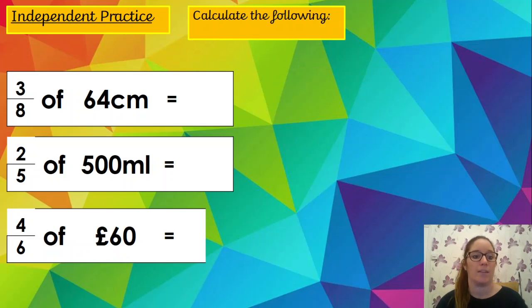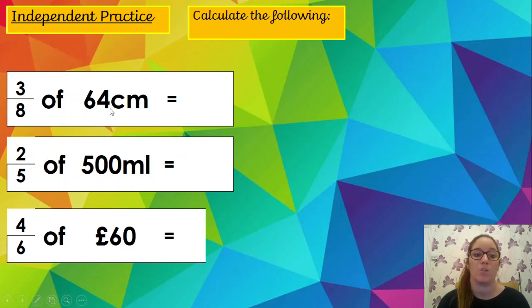Have a go at calculating these. Pause the video or go back if you need to go through that again, but you're just looking at your whole number and you're dividing your whole number by the denominator to see how much each part is worth. And then you're counting how many groups of each one you've got.